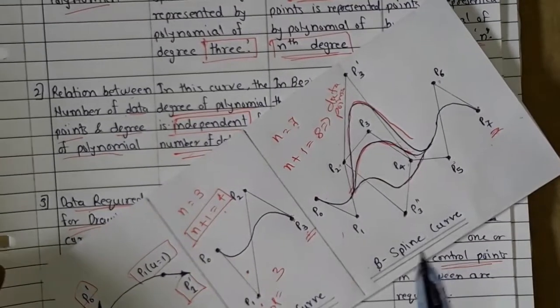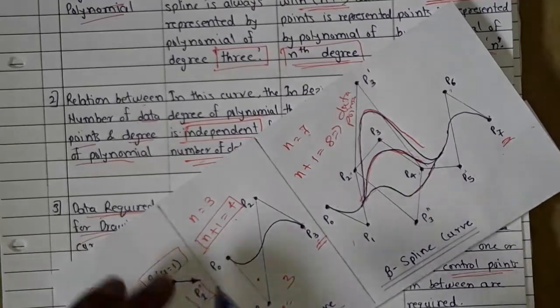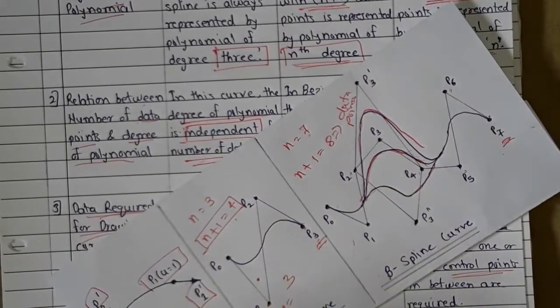So friends, we have understood the difference, or comparison, between Hermite cubic spline curve, Bezier curve and B-spline curve.